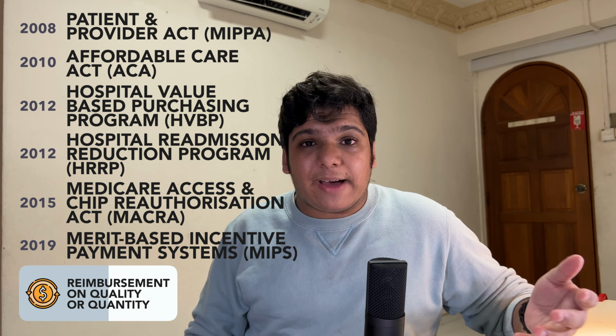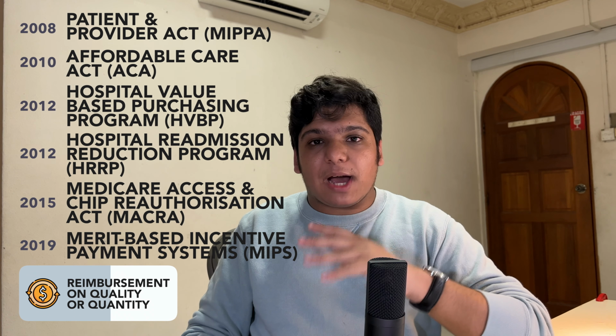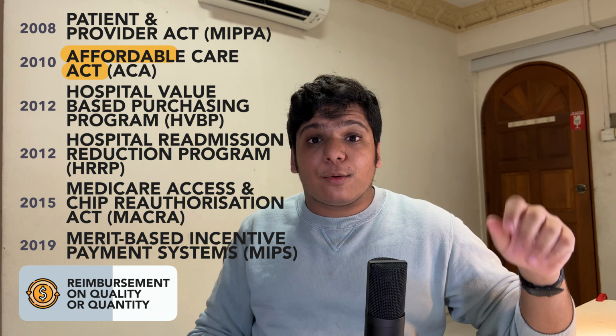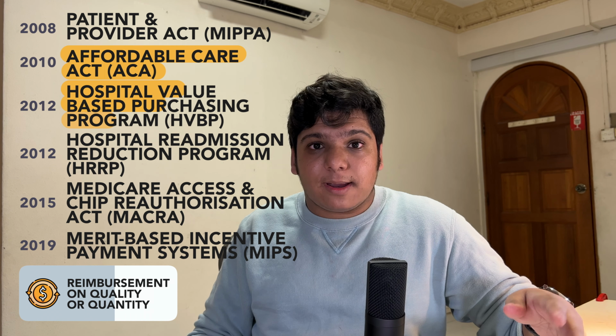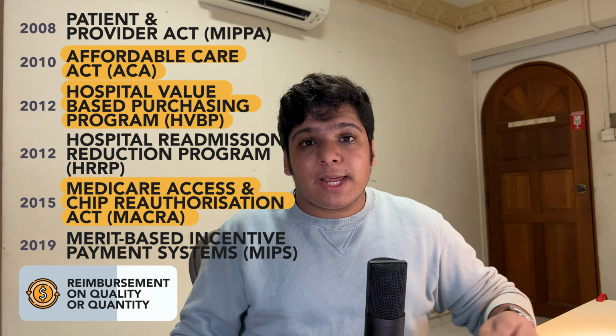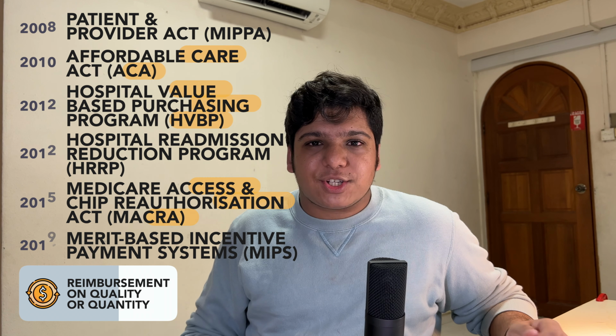This is indeed a very long struggle, best epitomized by the United States and its decade-long effort to introduce legislation promoting value-based reimbursement models. Out of all the laws you see on the screen right now, the Affordable Care Act or Obamacare, HVBP, and MACRA were some of the more notable legislations. But in reality, what do these payment methods entail? And what are they actually based on?